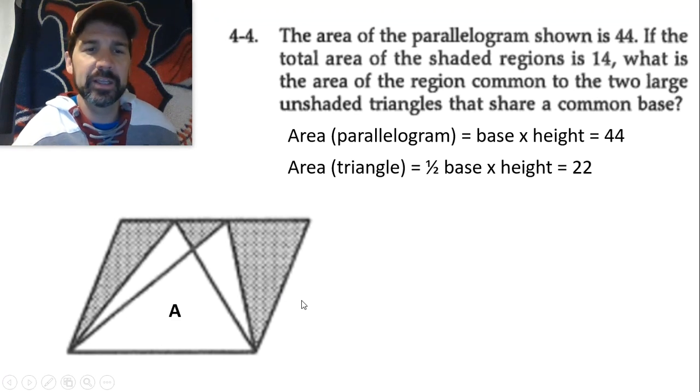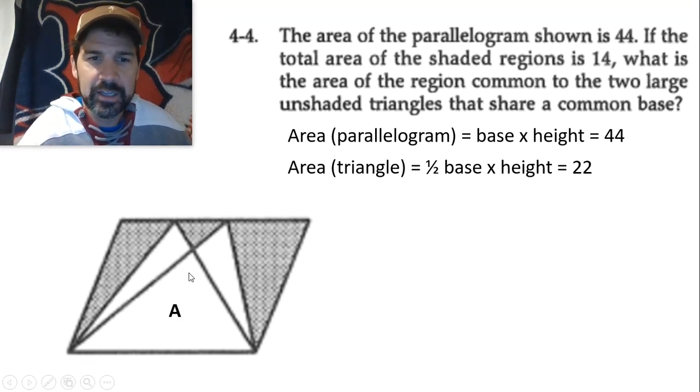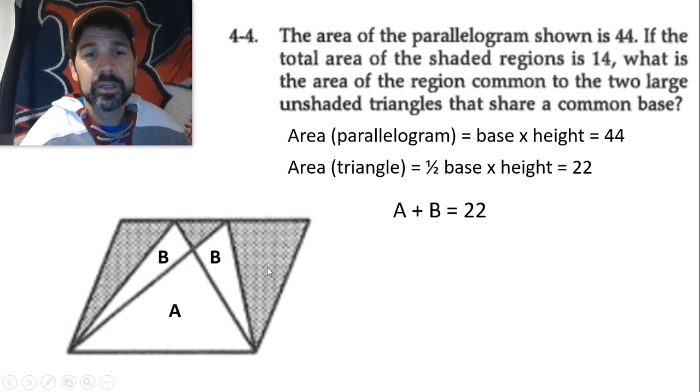Now let's label some things. Let's call this little guy A and this one B. Now we know that A plus B has to equal 22. Well, this triangle here would also have to have an area of B, because this A plus this triangle would also equal 22. So they have the same area. A plus B is 22 in both cases.